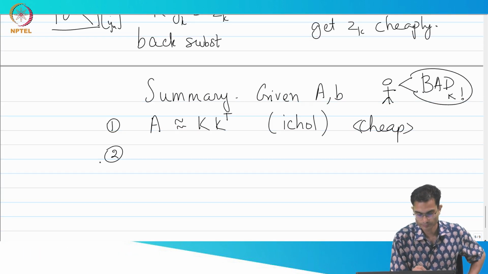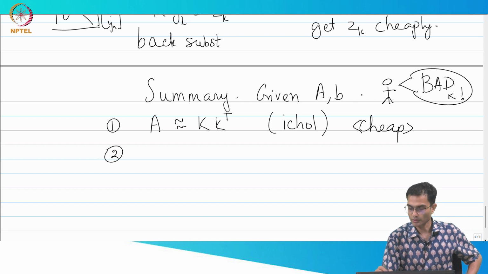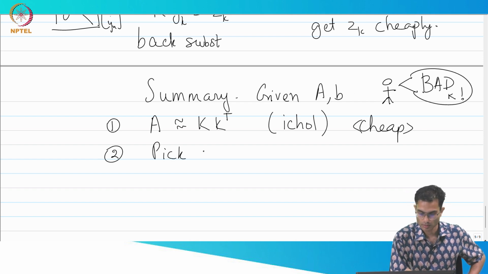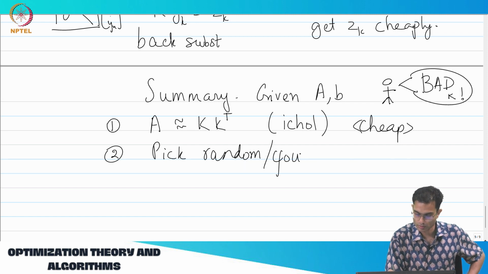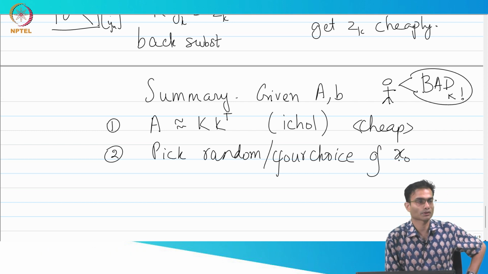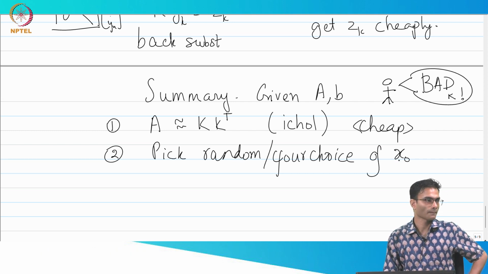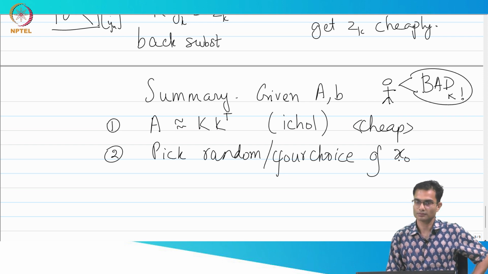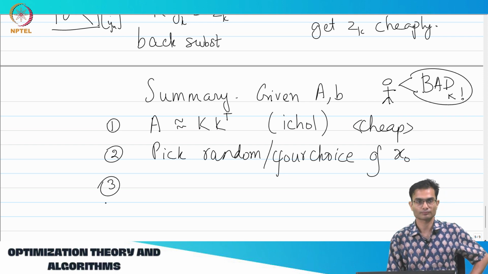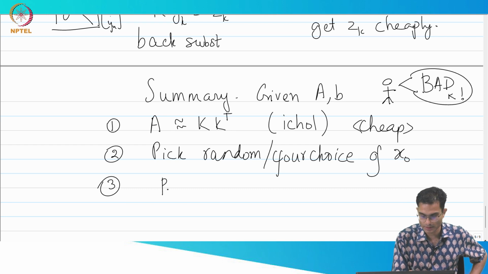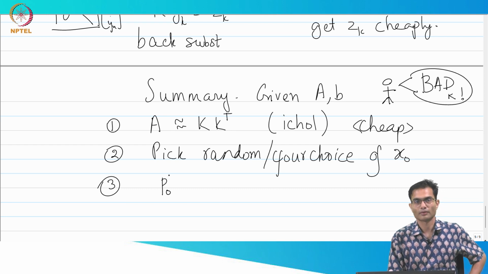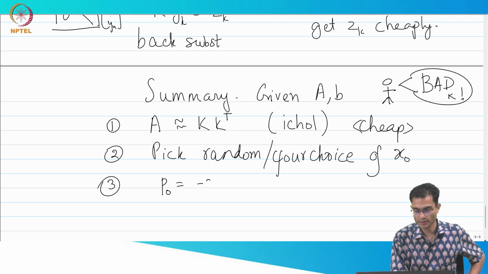Step 2, what do we do? I am going to pick a random, or your choice, of what? X naught. Fine. This is your wish. What would be the next step? I now need to move, right? So, I need to get P0, right? P0 was equal to what? Minus Y0.